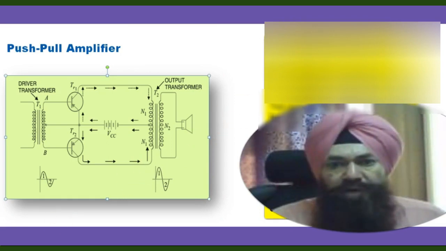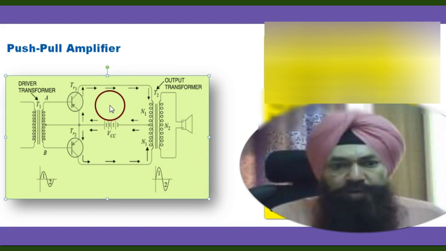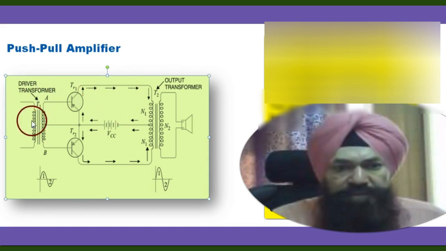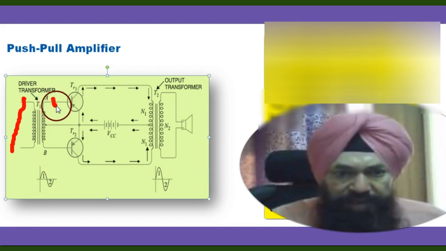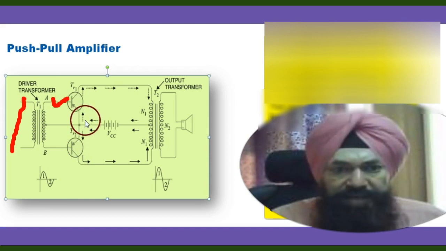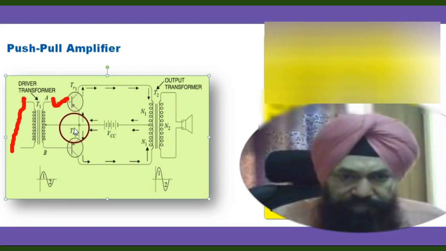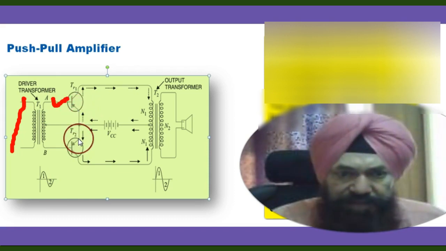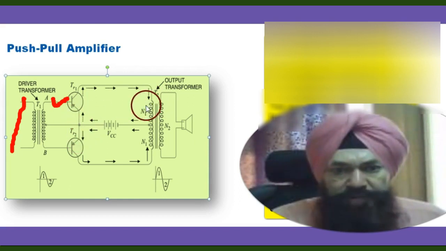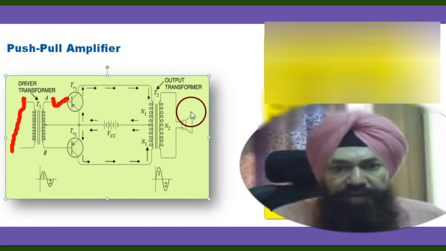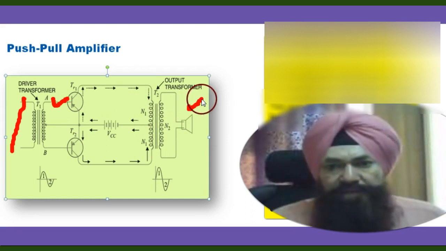Now this is the push-pull amplifier. In the push-pull amplifier, first of all, this is the primary of the transformer. This is the secondary of the transformer. At the two ends of the secondary, two transistors are connected. Both are PNP, and the emitters are connected together. At the output side, there is again a transformer, and the output device is a speaker.